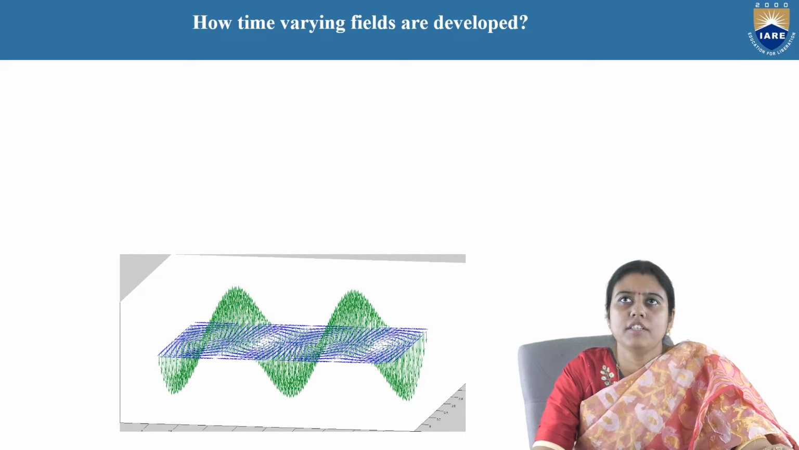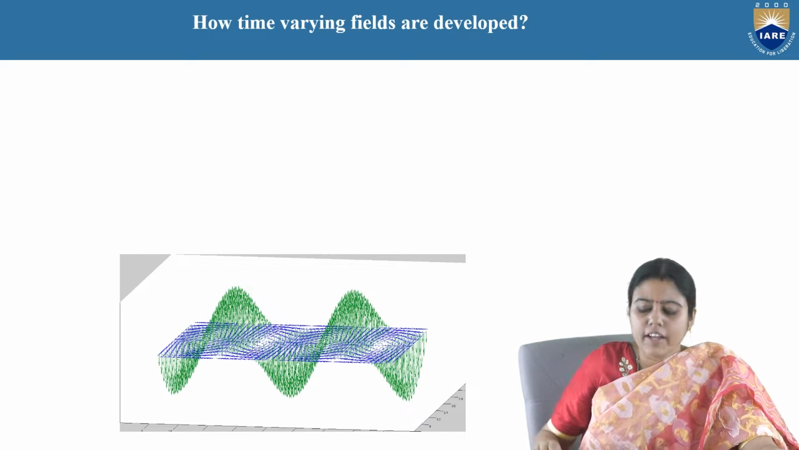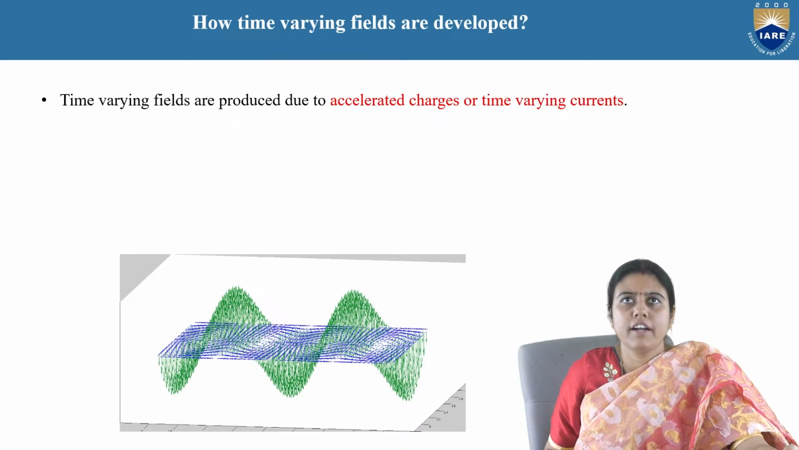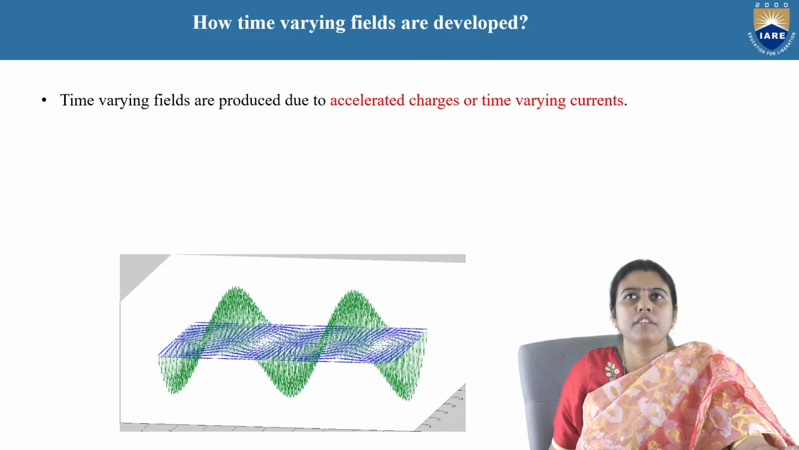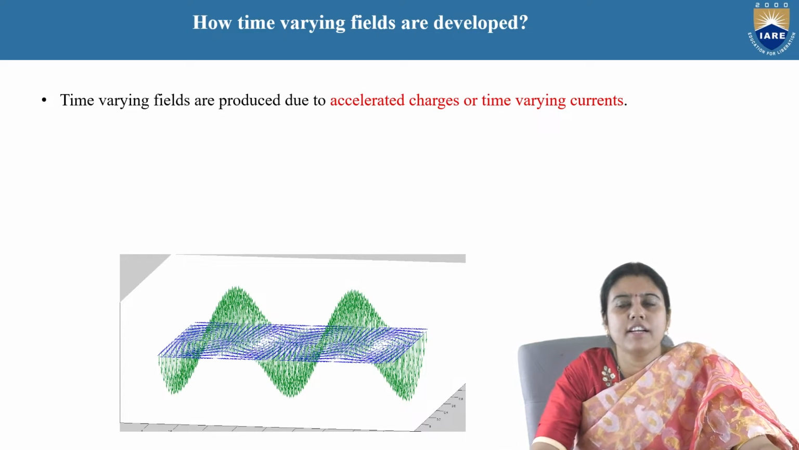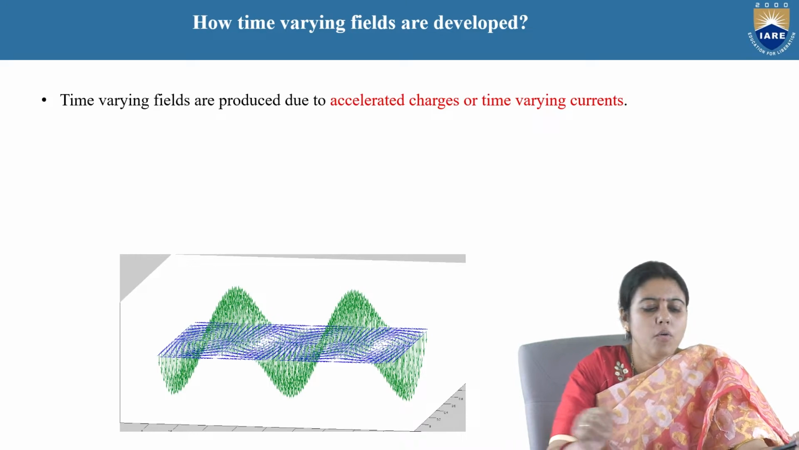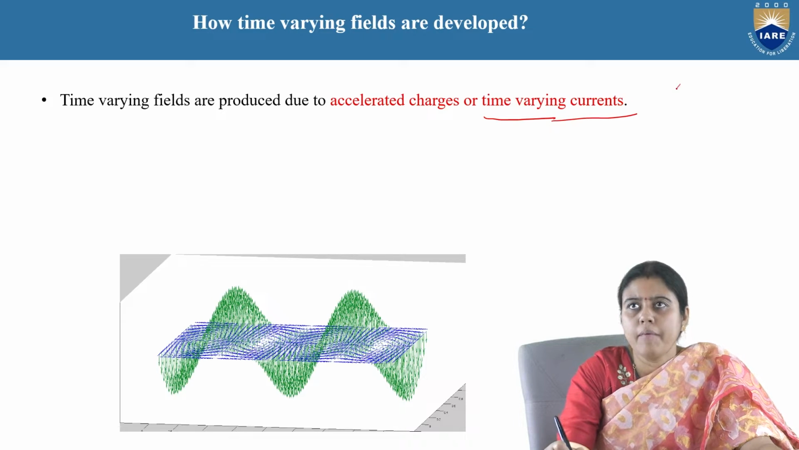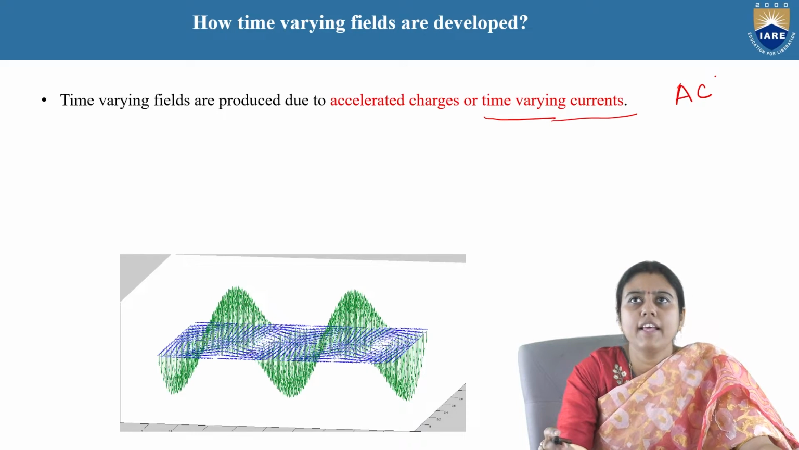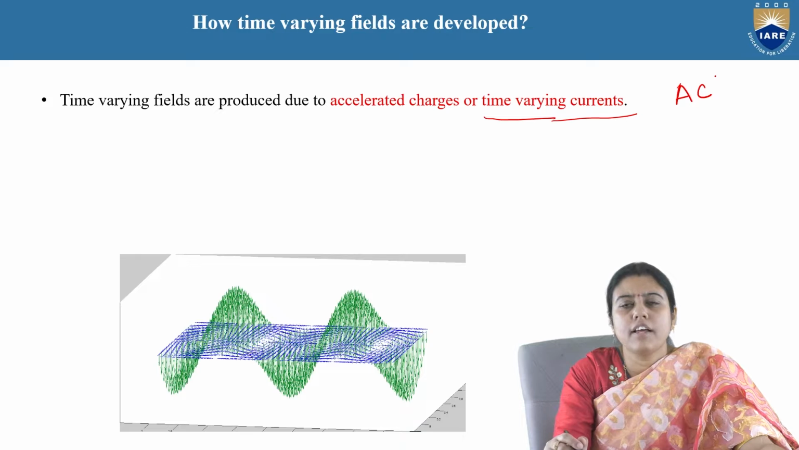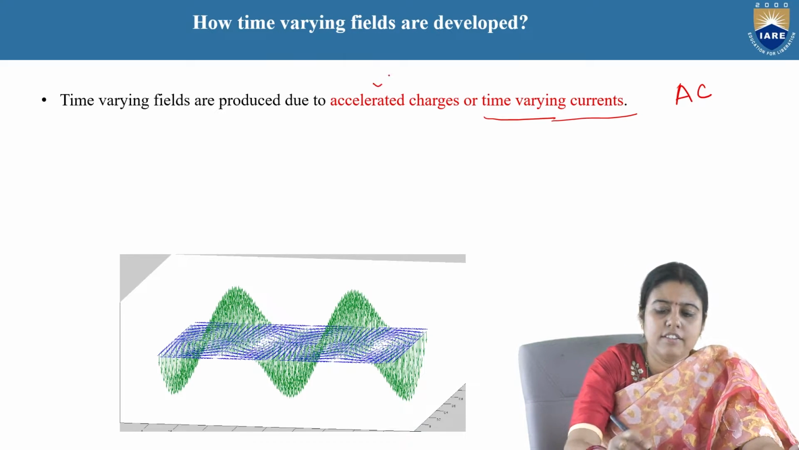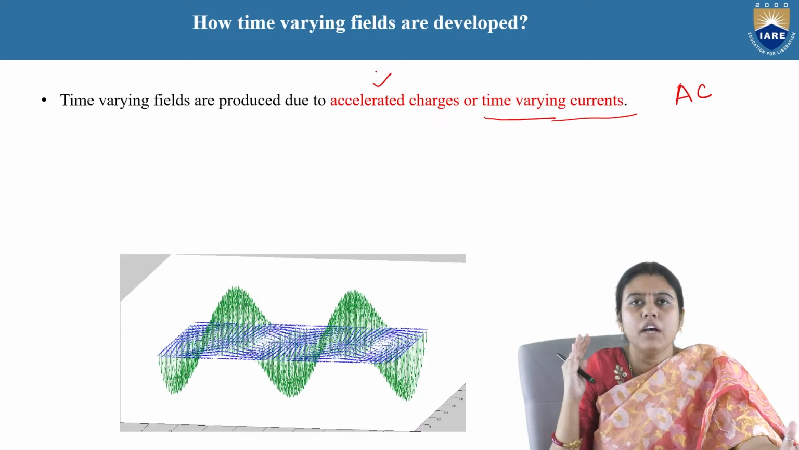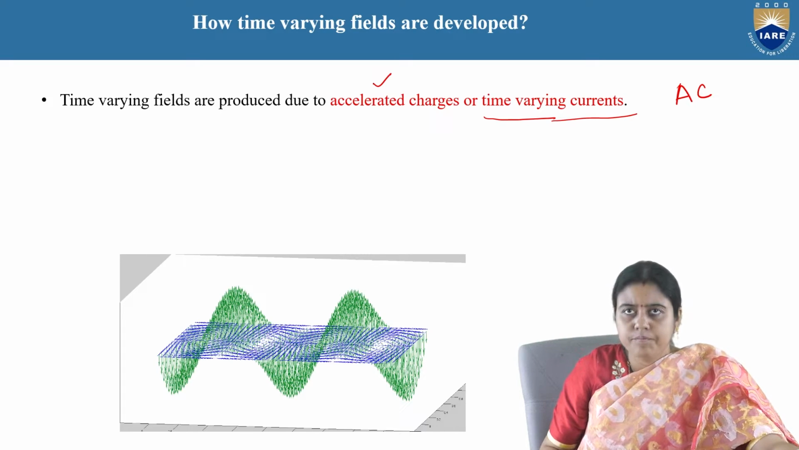So now we will discuss how time varying fields are developed. You can see from the equation that time varying fields are produced due to accelerated charges or time varying currents. What is the meaning of time varying current? Current which is changing with time, and we can call it AC. We can also call this the accelerated charges, where charges are moving with a velocity.